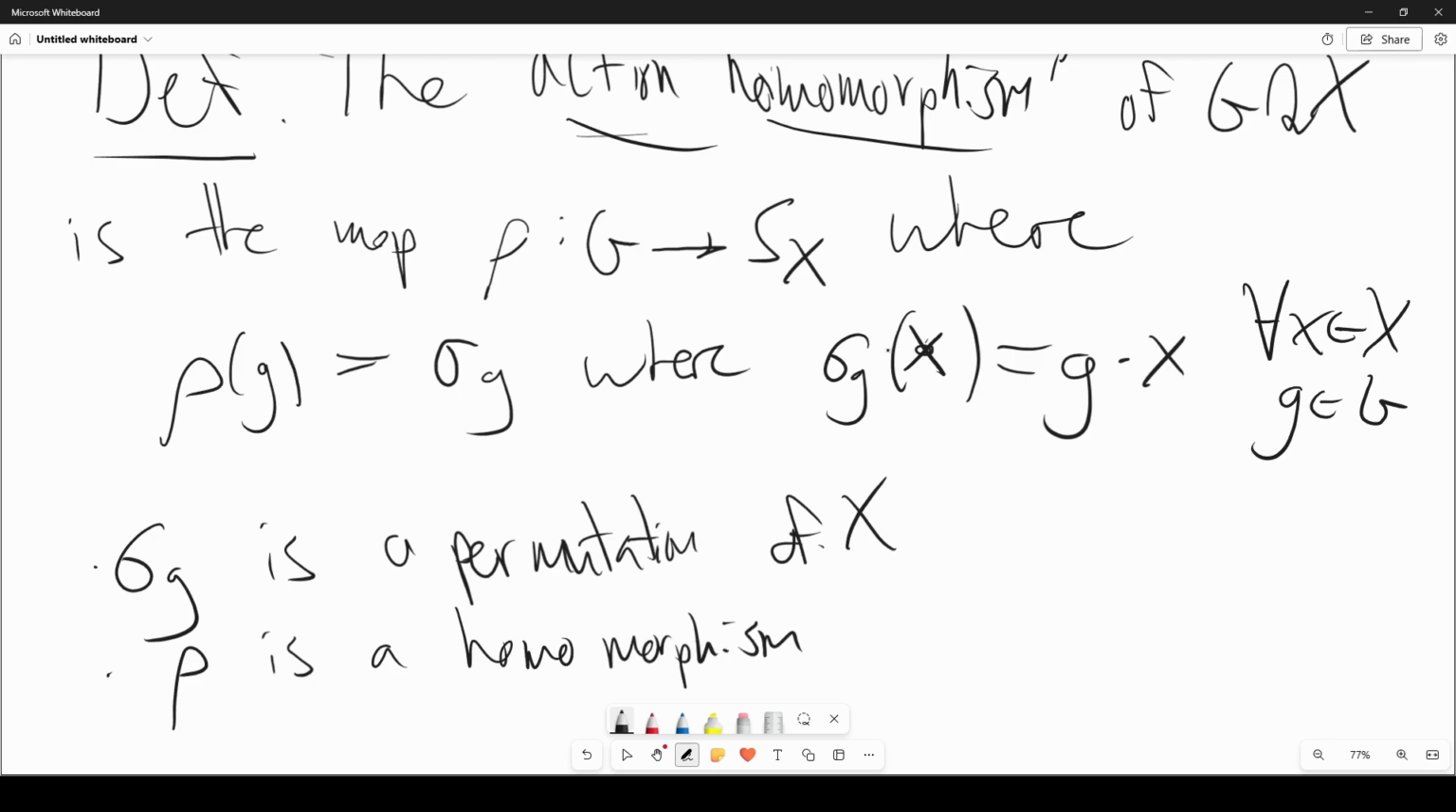So I've defined this map, which sends a group element to something you can think of as a map that tells me how that element acts on the set X. Sigma g tells me how g acts on every element x in X. And so I first need to prove that this sigma g is really a permutation, which means that this map makes sense. And second of all, that it is a homomorphism as I claim in the title.